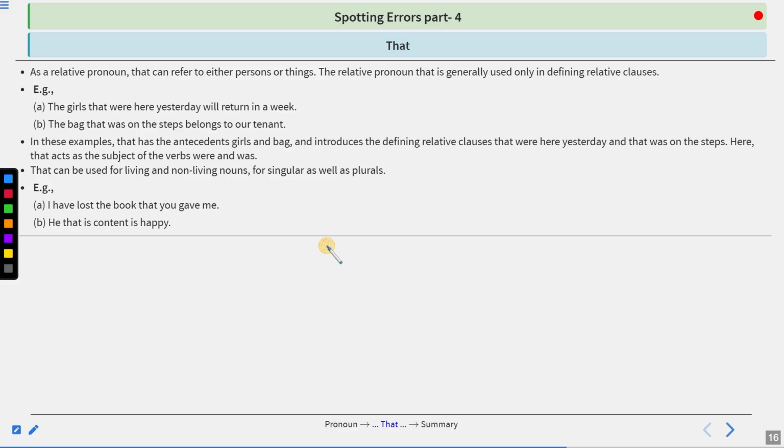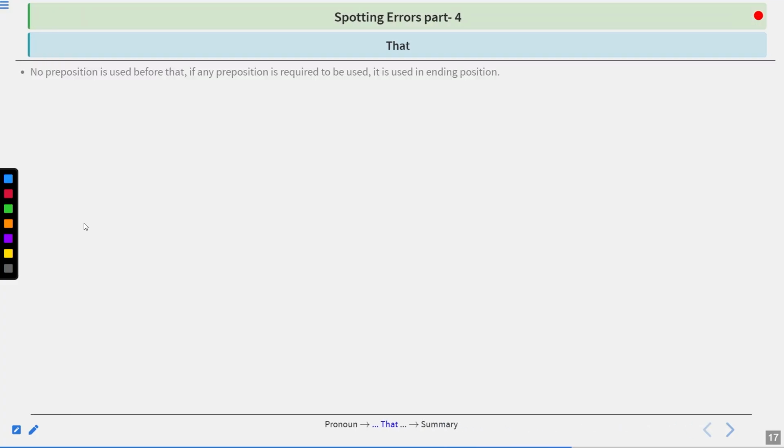So here what we are doing, the book is an antecedent of the relative pronoun that. He that is content is happy. Again, the antecedent of that is he. No preposition is used before that. If any preposition requires to be used, it is used in the ending position.